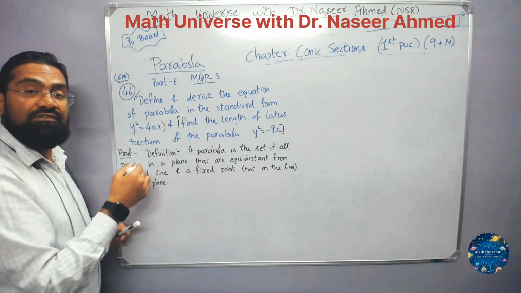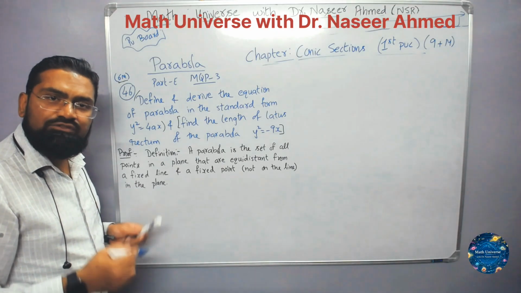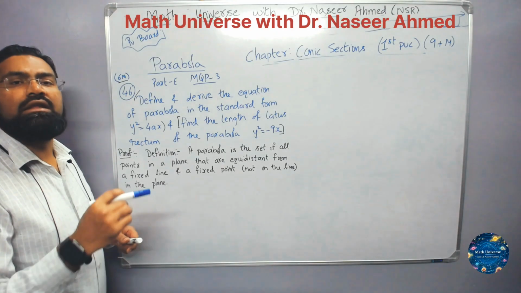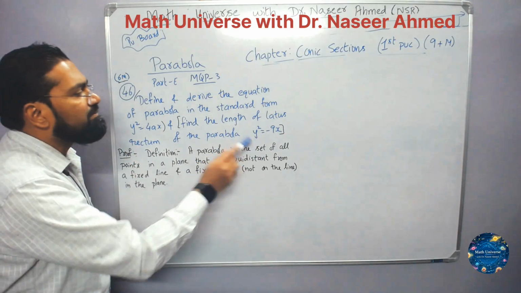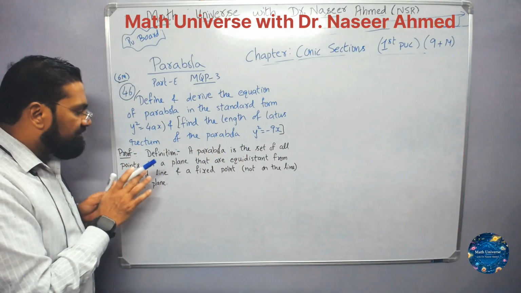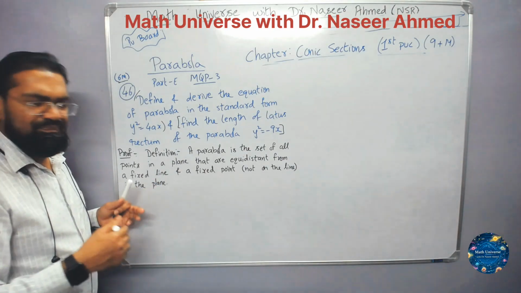Since they said definition will carry 1 mark, diagram of the parabola will carry 1 mark, so 1 plus 1 is 2. Then the remaining working to prove y square equal to 4x will carry 3 marks, and then this sub problem 1 mark. Okay. Now I have given a definition again here. I have written it so that you can copy and you can learn it.